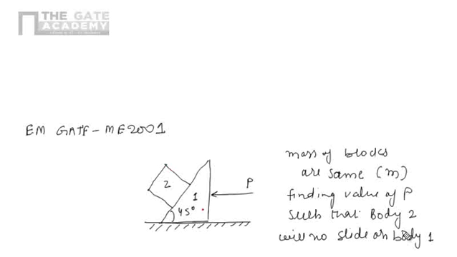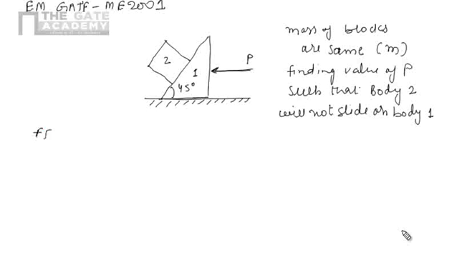I will just repeat this question. There are two blocks, 1 and 2. Both have the same mass M, and we are applying the force P in a horizontal direction. Now we have to find the value of P such that body 2 will not slide on body 1. So it's a kind of equilibrium problem, and for solving it we have to draw the free body diagram. First, draw the free body diagram of body 1.